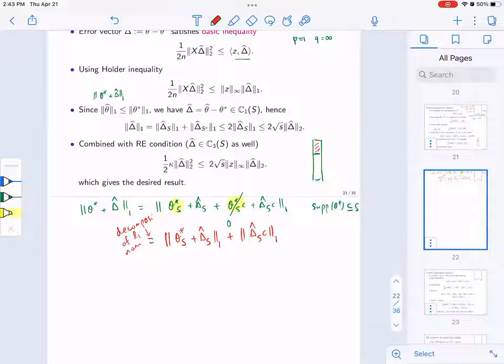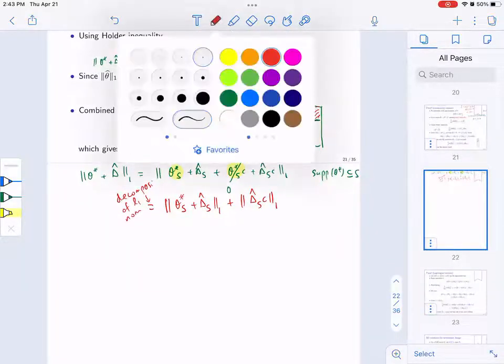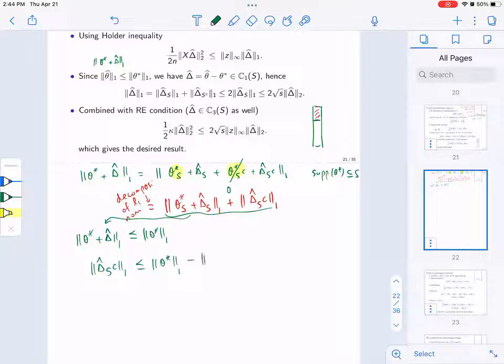What is the next step? If I plug back in, the condition is that this is less than the L1 norm of theta star. So if I plug this in here and rearrange, I keep delta hat S complement here and move the other term to the other side. Yes, moving this term to the other side.